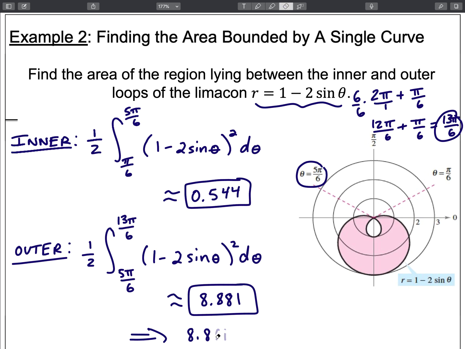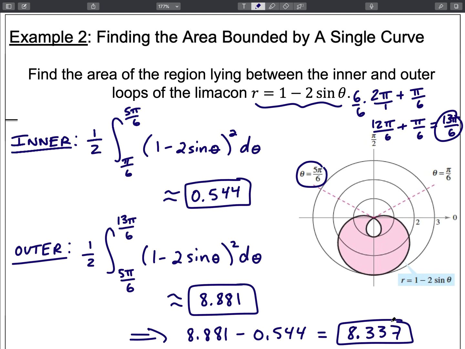I could probably do that a little bit better. So 8.881. And then we're going to subtract 0.544. And if you do this on your calculator, we should get a final answer, something like 8.337, something like this. So I think the graphing calculator helps to kind of visualize what's happening.